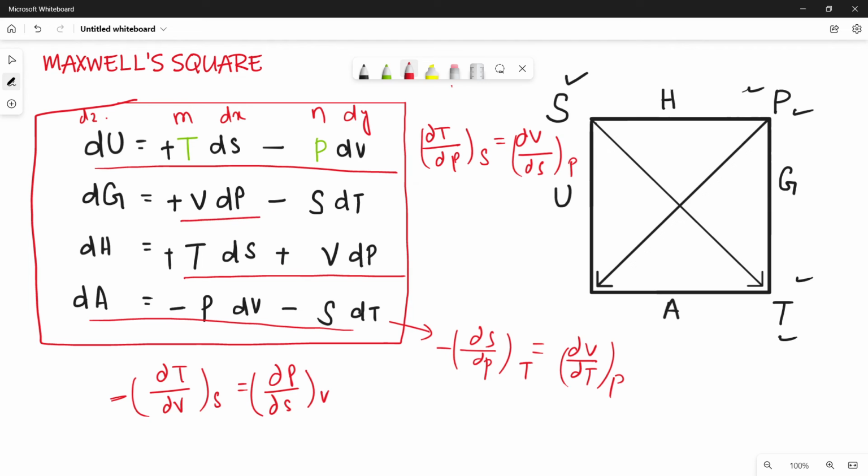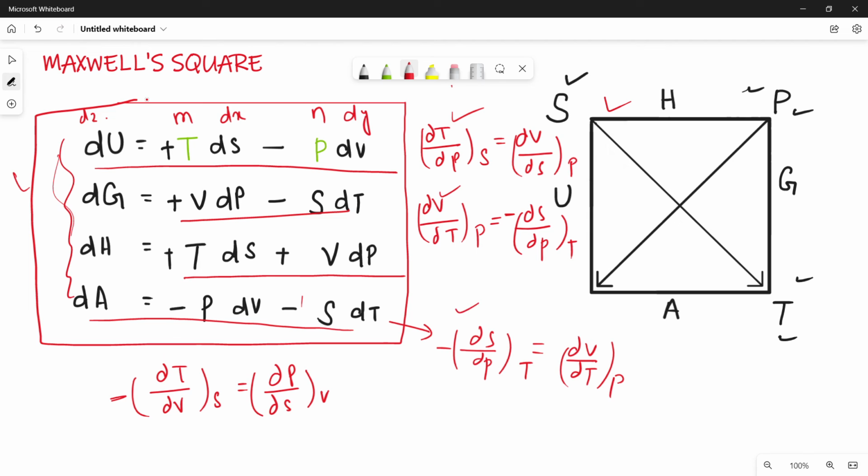Using this formula we can find the relation del V by del T at constant P is equal to del S by del P at constant T. So here it is negative. All these formulas or equations can be derived using these four equations. So we just have to remember these four relations, and you know how to find these four equations using this Maxwell square. Using these four equations you can find these 1, 2, 3, 4 relations.